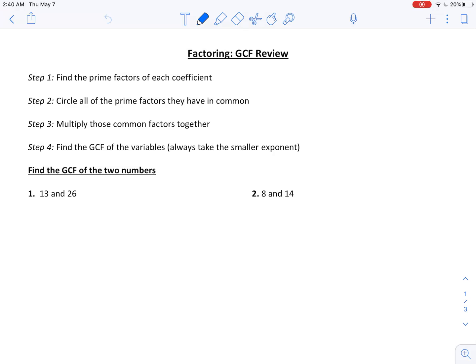Today we're going to review factoring out the greatest common factor, or the GCF. So, greatest common factor. And the first thing we're going to do is find out what prime factors are in each number. So to do that, we're going to draw our factor trees.